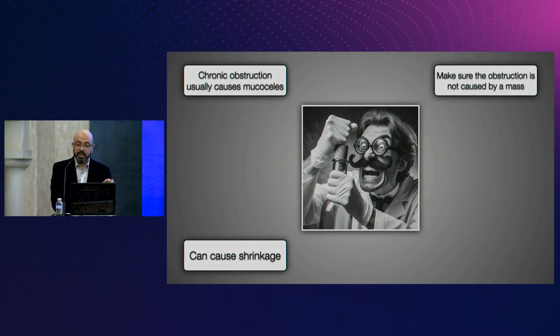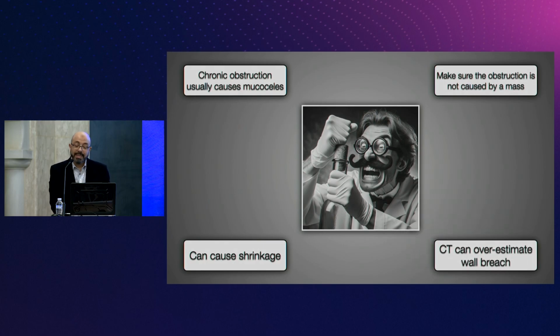So if you suspect that there's something else happening there, an MR with contrast will tell you the answer. And CT can actually overestimate the wall breach. And if you're not sure whether or not this expanded sinus wall is intact, bring the patient back for an MR.